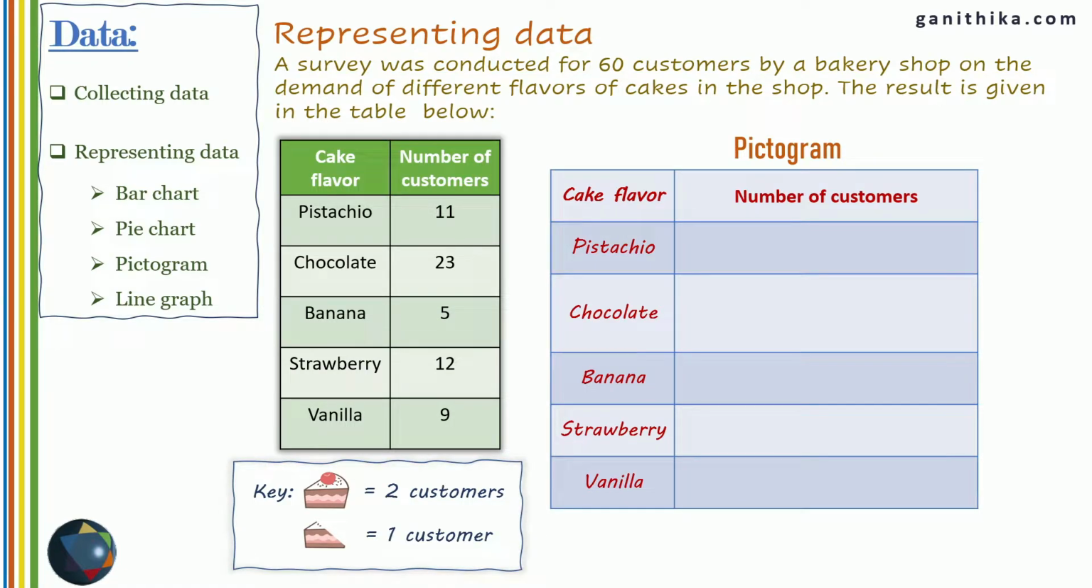This key is very important before you do the pictogram for any data, because without this key, nobody can understand what you have done. For example, if I represent the pictogram for pistachio as 1, 2, 3, 4, 5 and a half, that is 5.5 pieces of cake, you should know that each cake represents 2 customers and half a cake represents 1 customer, right? Only then will it all represent 11 customers together. So without the key, we cannot find out how many customers there are for pistachio.